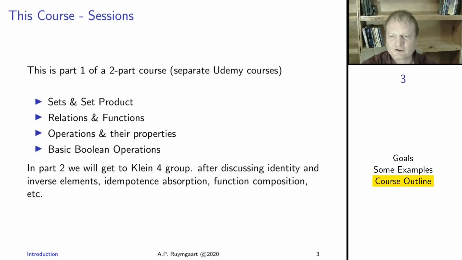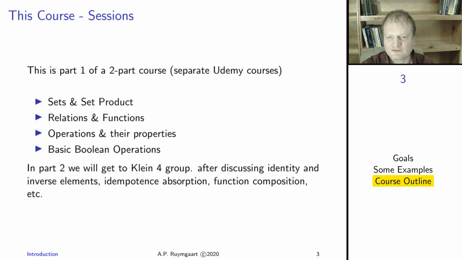So let's take a look at what we're going to cover in this short course. There will be 4 sessions followed by a review session. The 4 sessions have the following content. In the first one, we'll cover sets, basic set ideas, and the set Cartesian product. In the second session, we'll talk about relations and functions, and this is where we'll cover function definitions. In the third session, we'll talk about operations and properties of operations. And in the fourth session, we'll talk about basic Boolean operations. And this will be followed up by a review session.